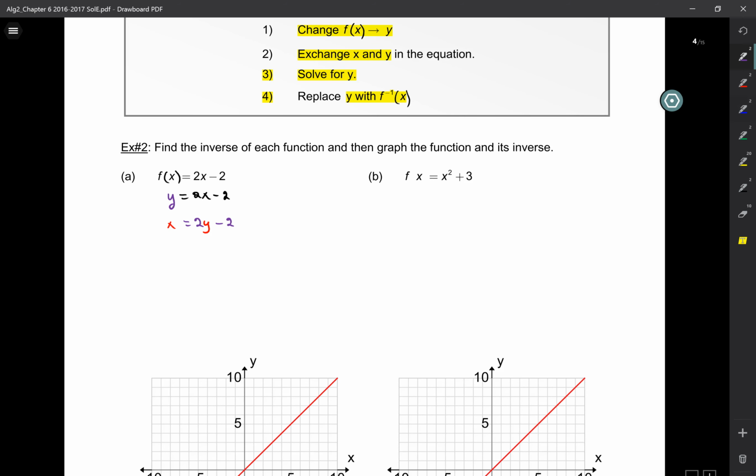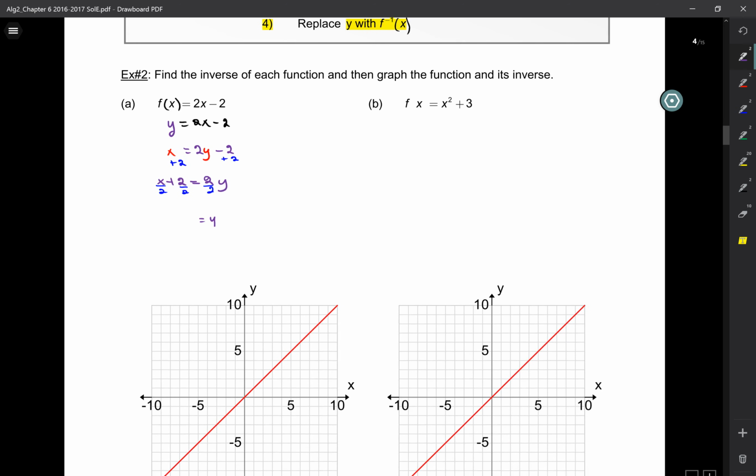Okay? Next step says to solve for y. Can we solve this one for y? I add 2, I add 2. So what do I have? x plus 2 is equal to 2y. Right? Now what do I do? Divide by 2, divide by 2, divide by 2. So here I have y, and here I have 1 over 2 x plus 1. Right? So y equals half x plus 1.